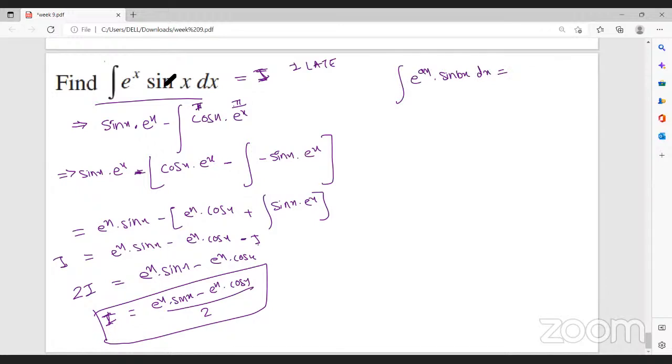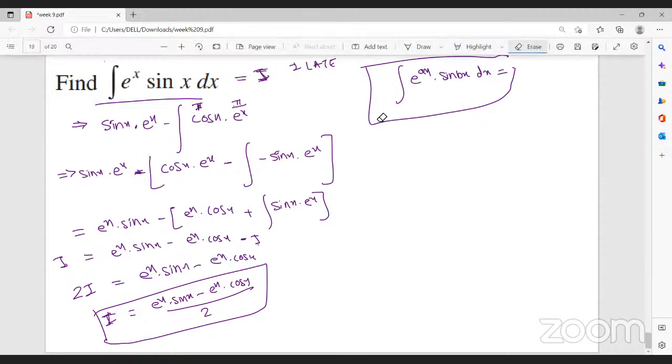Here a and b are 1, right? So here we will get the general formula for this type of integral. Just find out the value of this particular integral. You can search on the internet. The answer is given on the internet only. Okay.